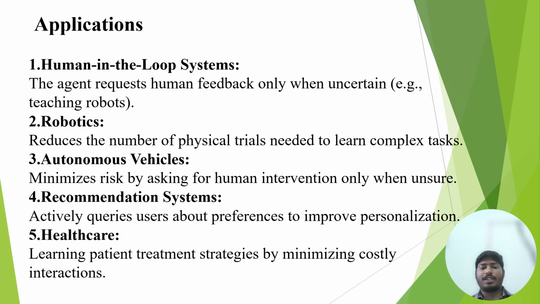And the conclusion is that the actor-critic method brings stability and efficiency to reinforcement learning through policy and value signals. And active reinforcement learning takes it further by making learning data-efficient and cost-efficient, representing the next step towards intelligent, adaptive systems.